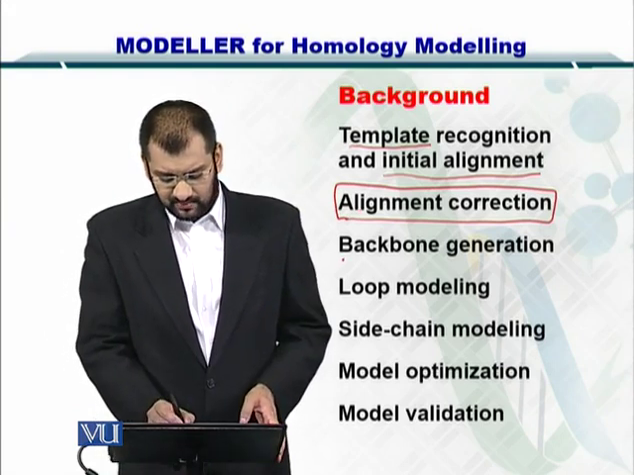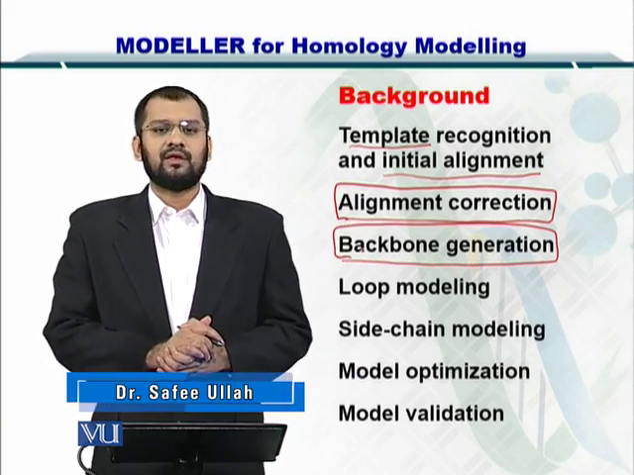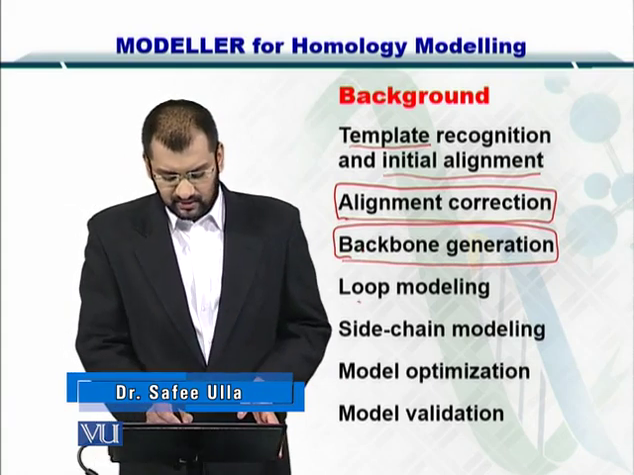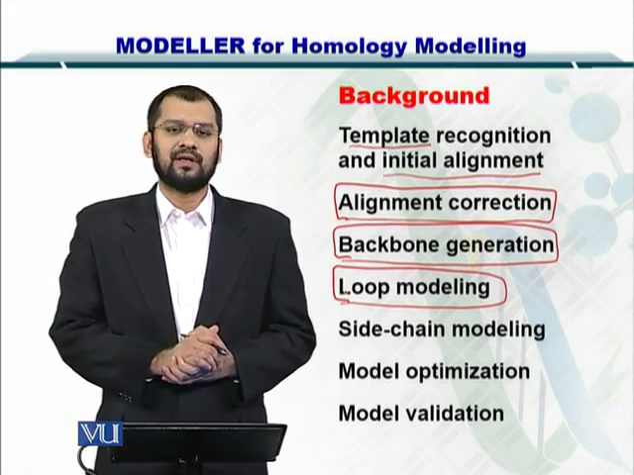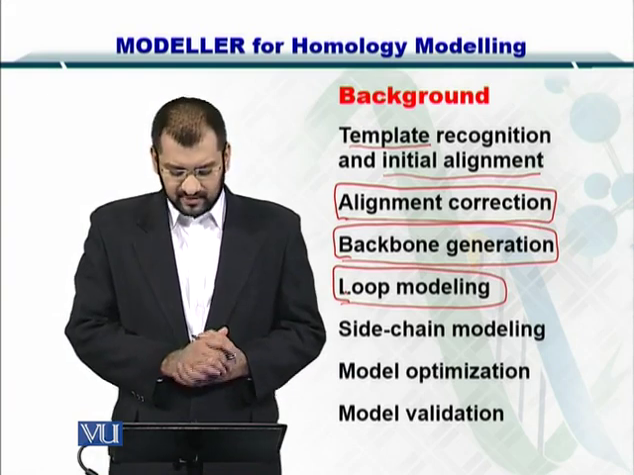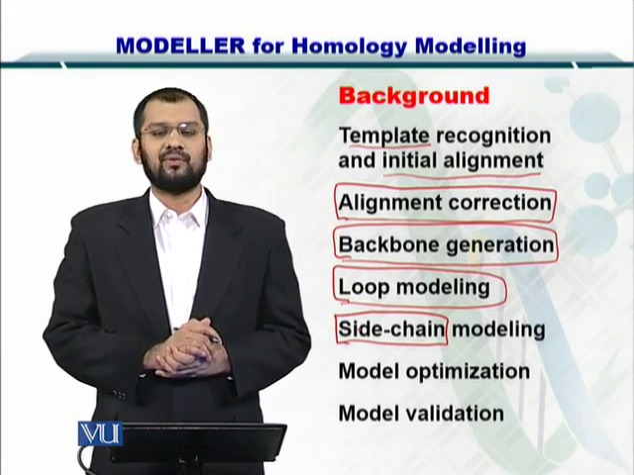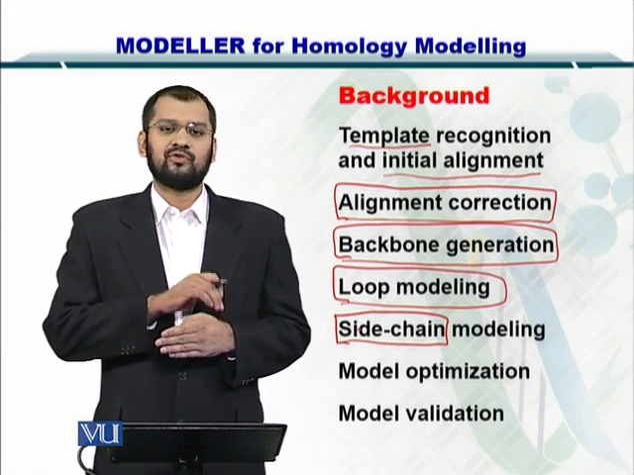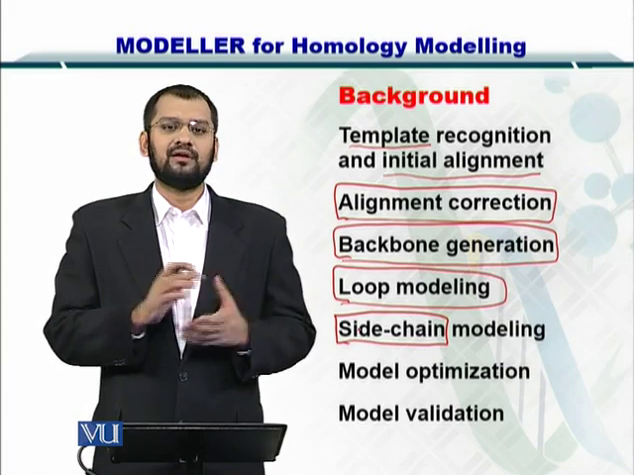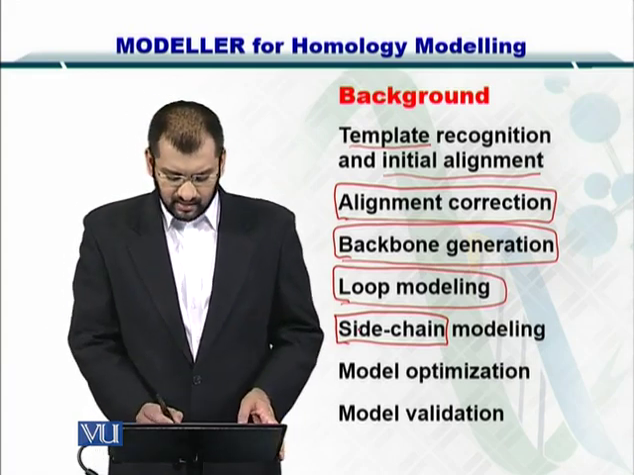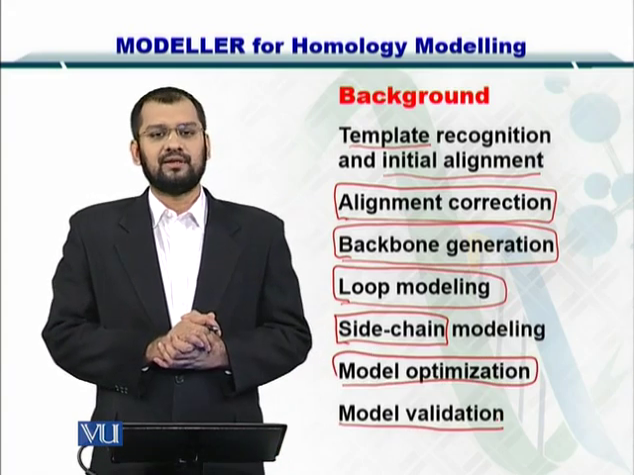Next, you created the backbone for the protein that you are going to create a structure for. This will be followed by loop modeling, in which you will create all possible combinations of loops and then see which loops are most suitable to be placed onto the backbone. In the next step, you put the side chains, that is the R groups that are attached to the amino acids, onto the backbone. So once you placed all the side chains, then you have a backbone with all the R groups attached in a reasonable conformation. The model was optimized after this and validated using experimental data.